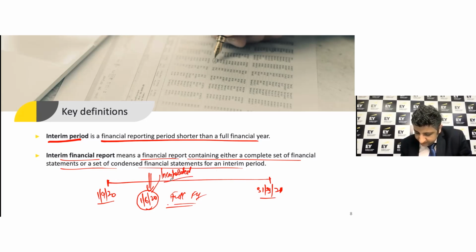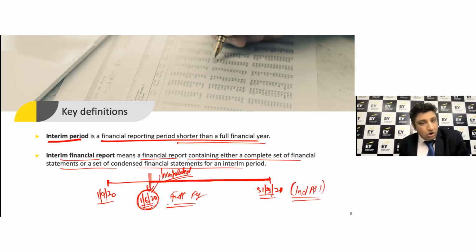It is incorporated on 1st of June 2020. Of course, its year would be up to 31st of March 21. While this is a period shorter than a full financial year, we cannot refer to this as an interim period. If it's preparing the financial statements for 1st of June 2020 to 31st of March 21, this would be addressed under Ind AS 1 and not under Ind AS 34. You need to bear it in mind.